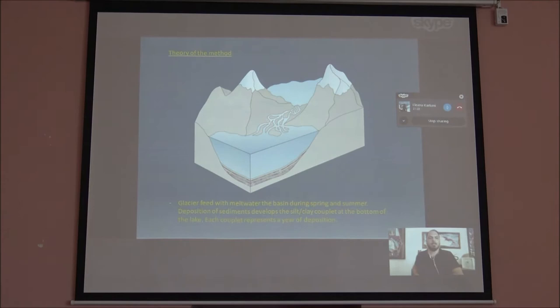This is a picture of the creation of the silt and clay couplet. You can see the glacier here. The runoff water, the melted water, goes to the lake. In the summer, the coarser material forms the first layer, which is the silt layer. And the finer material in the winter settles down and creates the second layer. As we said before, each couplet of these silt and clay layers is one year of deposition in the lake.